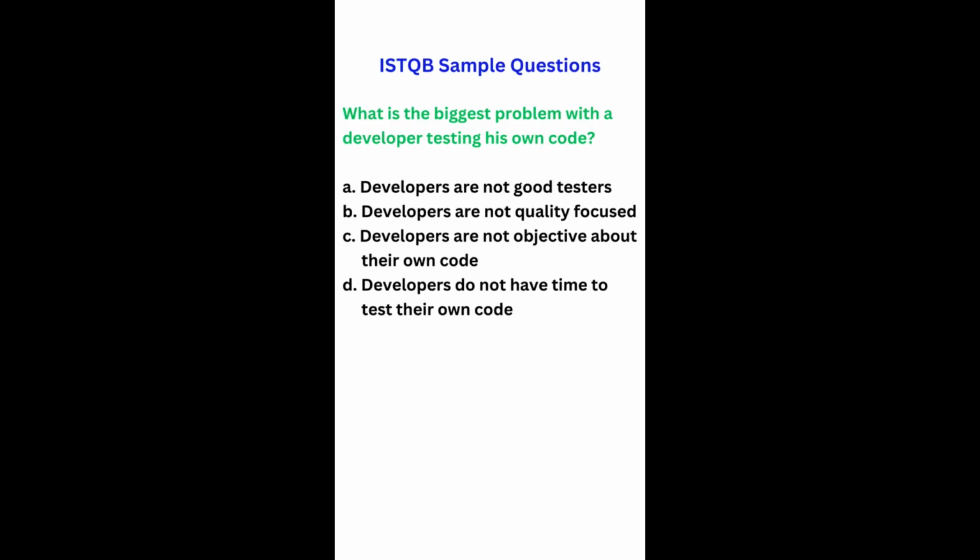ISTQB sample questions. First question, what is the biggest problem with a developer testing his own code? Options. A. Developers are not good testers. B. Developers are not quality focused. C. Developers are not objective about their own code. D. Developers do not have time to test their own code.